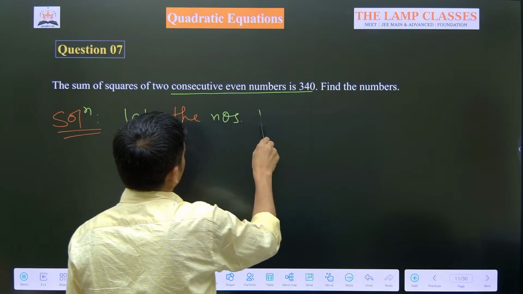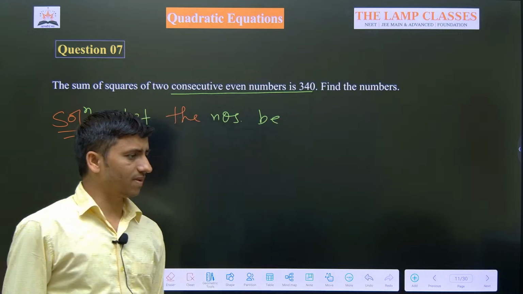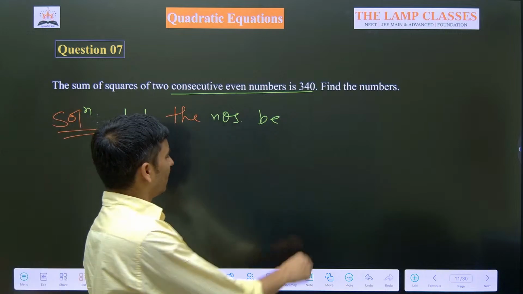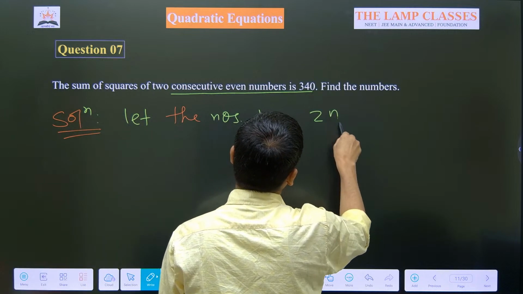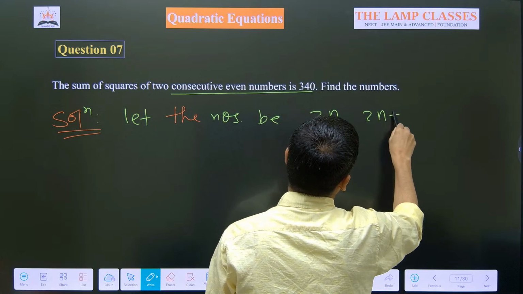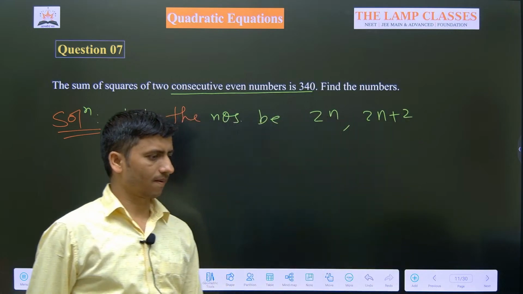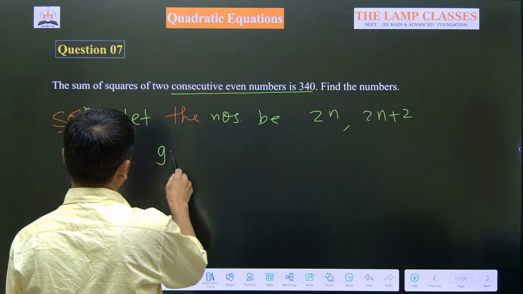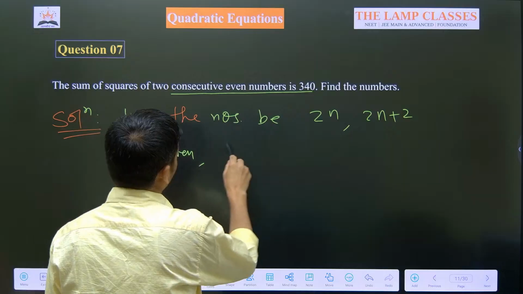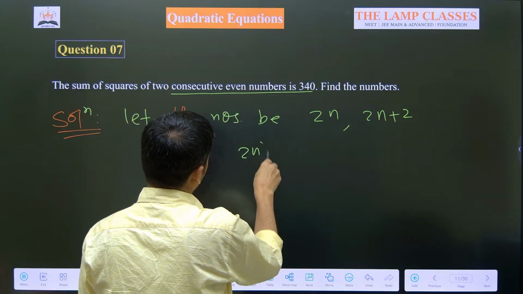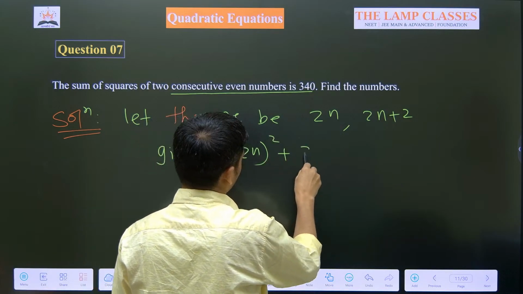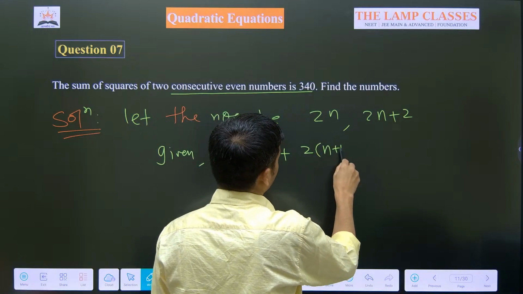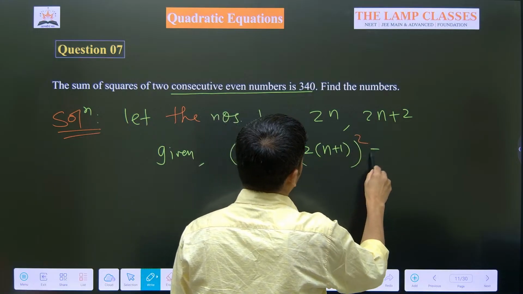Let the numbers be two consecutive even numbers. Can we take, if you want, you can take 2n and then 2n plus 2, right? And now they have given the sum of squares. So (2n) the whole square plus (2n plus 2) the whole square, that is given 340.